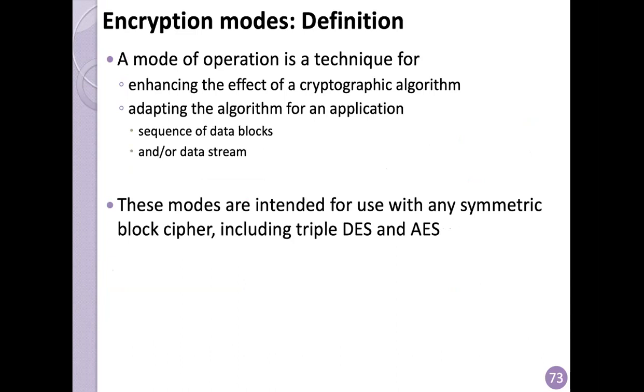This is a formal definition. A mode of operation or a mode of encryption is a technique for enhancing the effect of a cryptographic algorithm and adapting the algorithm for an application that has a sequence of data blocks or a stream of data blocks. So if you have multiple blocks, or a stream of data that comes and you want to still use a block cipher, what are you going to do? Of course, they are applicable to symmetric block ciphers like DES and AES.